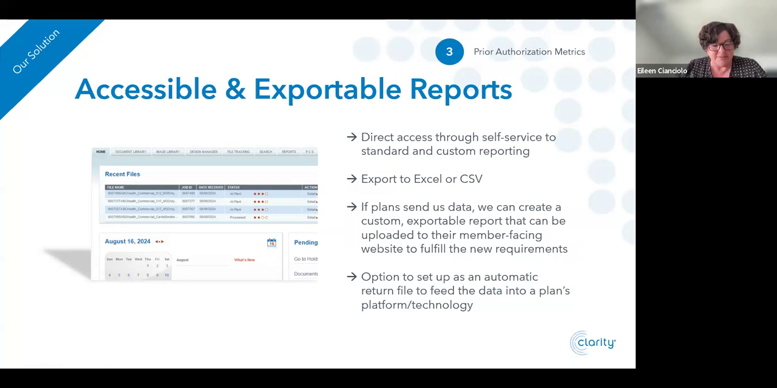Whether it's the timeframe, turnaround times, the number of denials and denial reasons, because we have that as part of any of the communications that go out, we're very flexible and have quite a powerful suite of reports that will help to support any of the needs that are required as part of these prior authorization metrics. So if we go to the next slide.